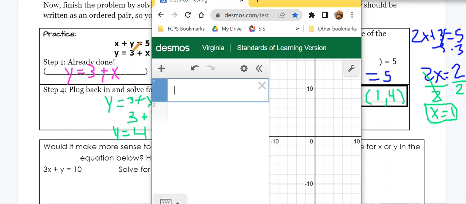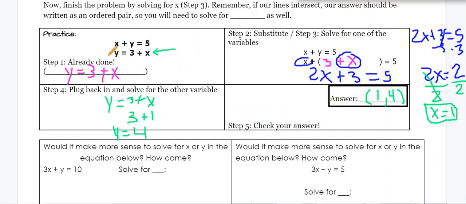The next one says y equals 3 plus x. So 3 plus x, my x value was 1, that gives me 4. Does that equal my y value? It does, so we know we got it right. Okay? So you could always plug it into the equations and see if you got the correct answer.